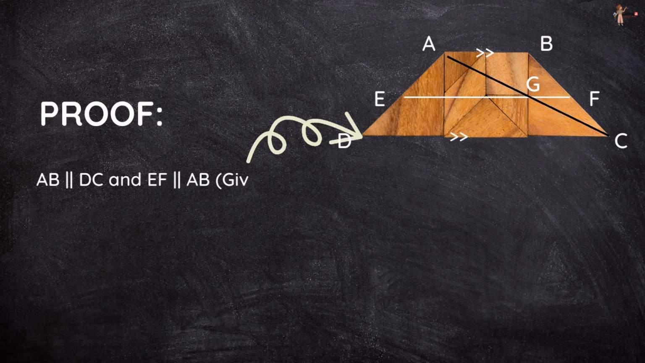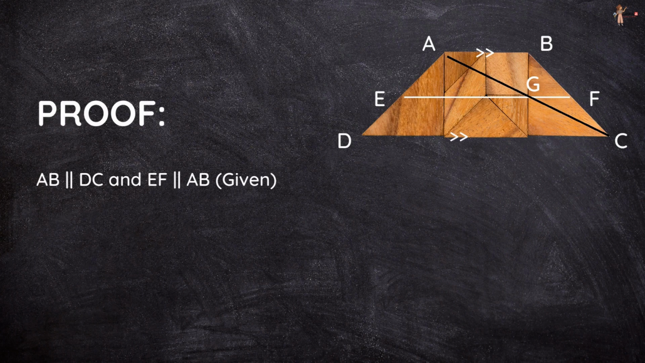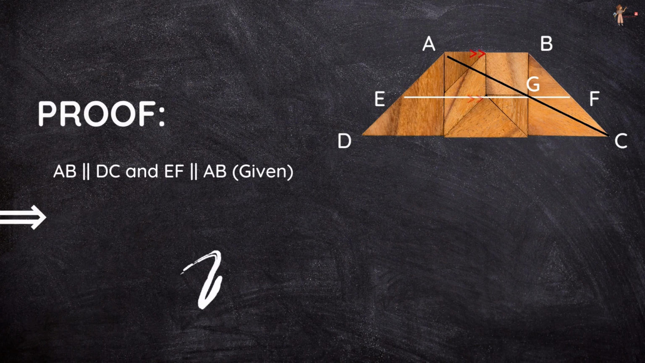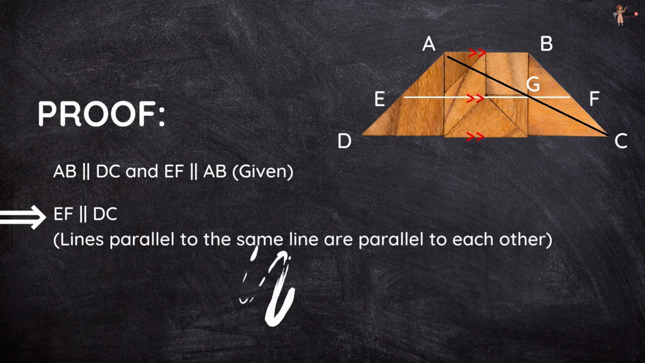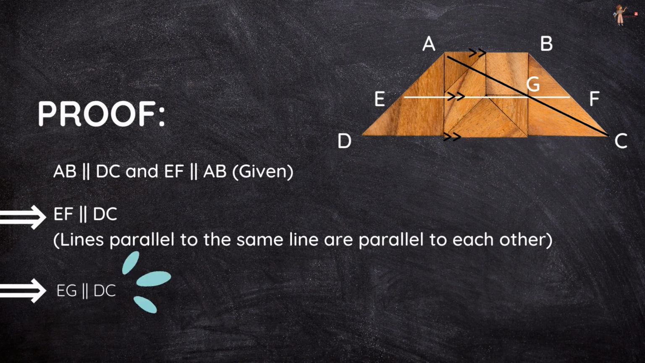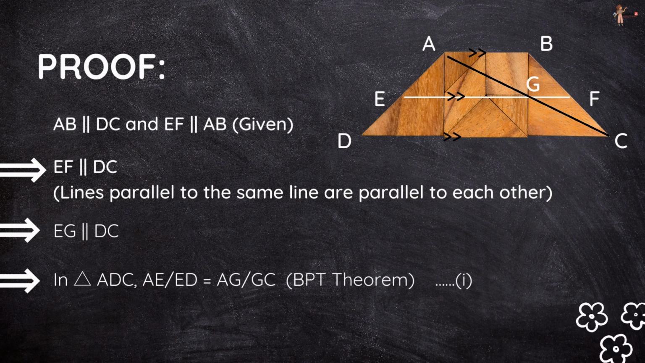Now AB is parallel to DC and EF is parallel to AB. We are given that. So EF would be parallel to DC because lines parallel to the same line are parallel to each other as well. Or we can also say EG, which is a part of EF, is parallel to DC. Now in triangle ADC, AE upon ED would be equal to AG upon GC according to BPT theorem.